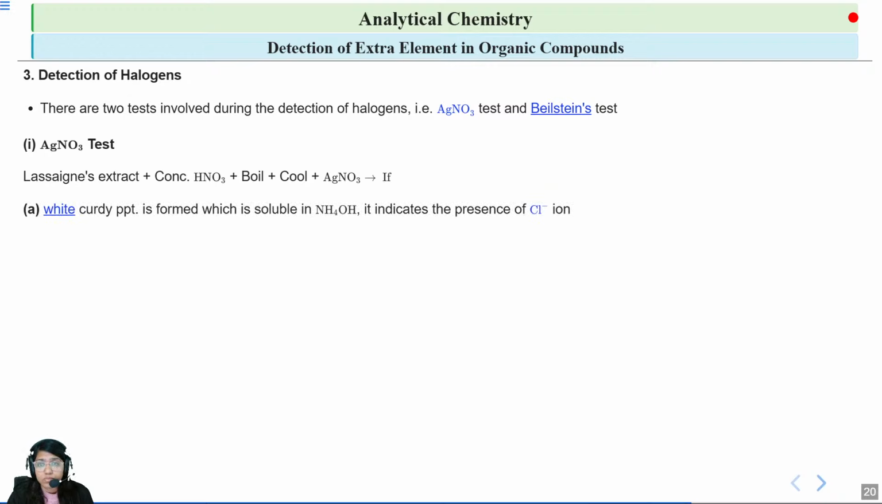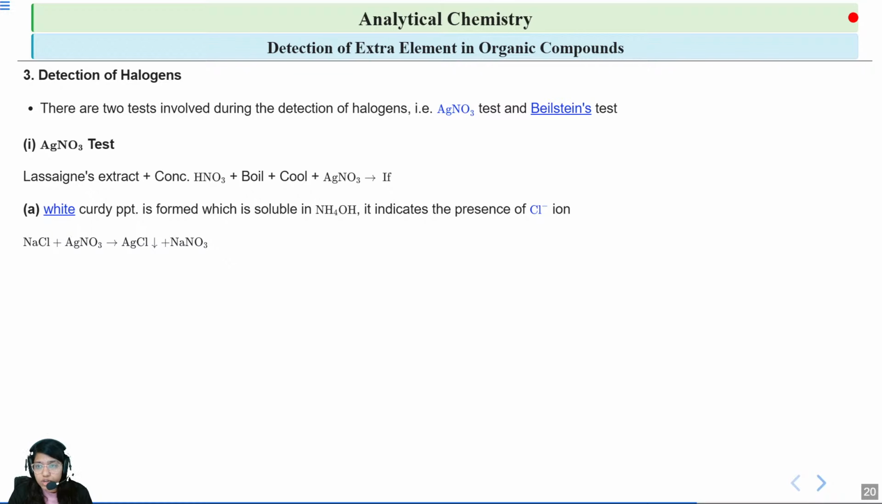So, if a white curdy precipitate forms that is soluble in ammonium hydroxide, NH4OH, it indicates the presence of chloride ions, Cl- ion. This is because chloride ions react with silver nitrate, AgNO3, to form a silver chloride, AgCl, precipitate. However, this AgCl is soluble in excess NH4OH, that is ammonium hydroxide, due to the formation of a complex ion [Ag(NH3)2]+, which is stable and soluble in water.